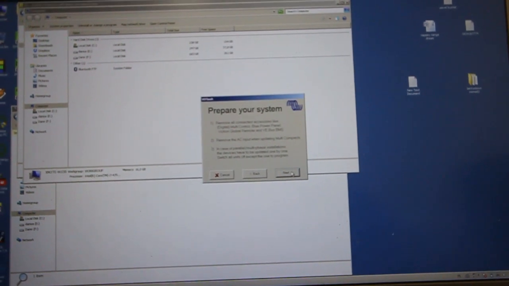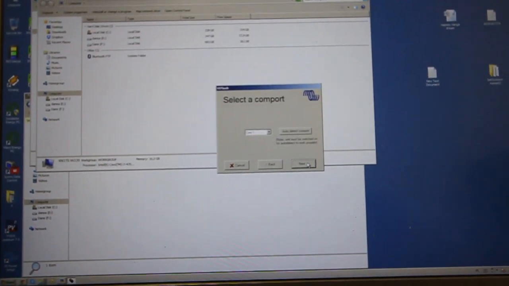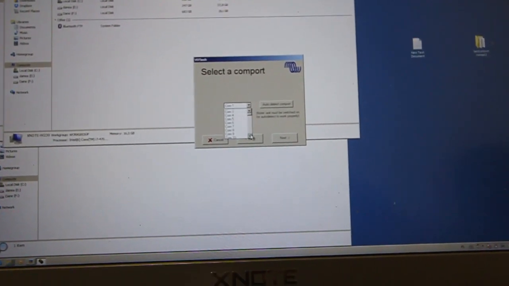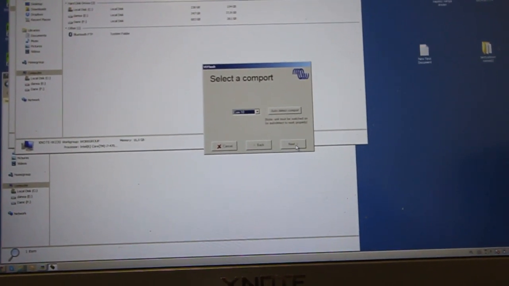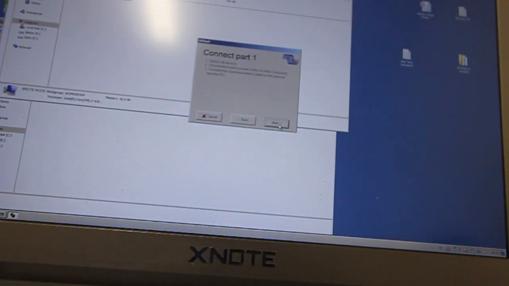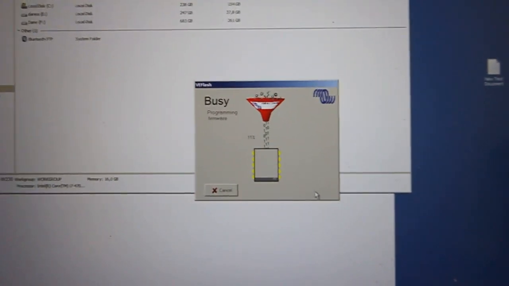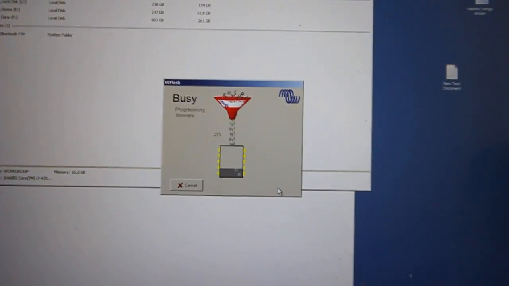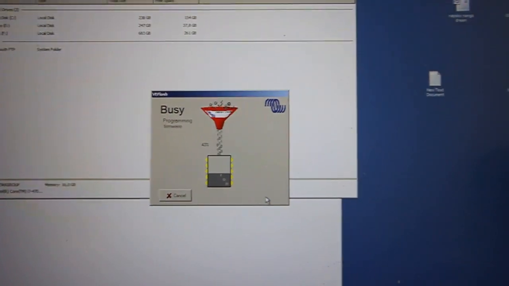Follow the software, prepare your system, remove, okay, select communication port, 10 in my case. Of course you need this converter. Switch off the device, okay, off, disconnect mains power, connect the communication cable to the device and the PC. Switch on the device. Connection established. So this is happening, and after doing this trick we will have access to assistants.